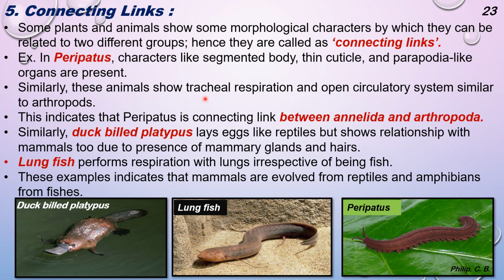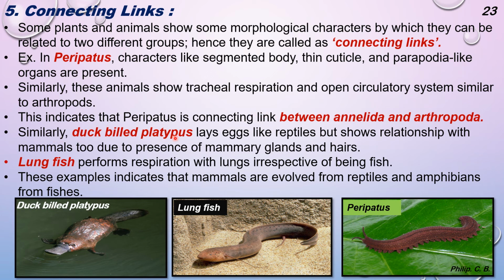Similarly, these animals show tracheal respiration, that is breathing movement, and an open circulatory system similar to arthropods. It means they don't have a closed system, that is, blood which is not confined to the capillaries, veins, arteries, they come out of the arteries and veins. This indicates that peripatus is a connecting link between annelida and arthropoda.